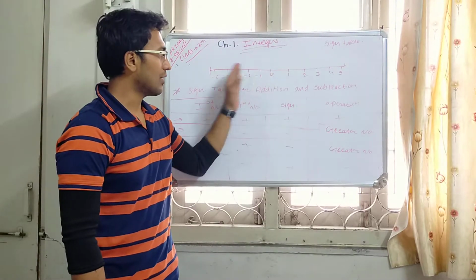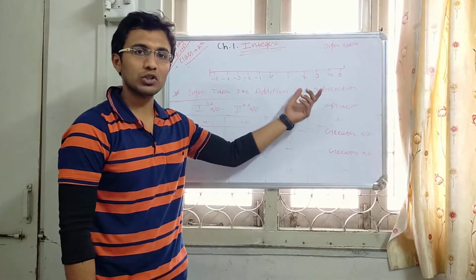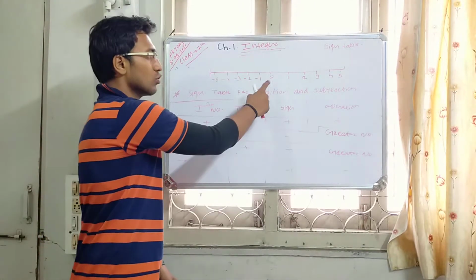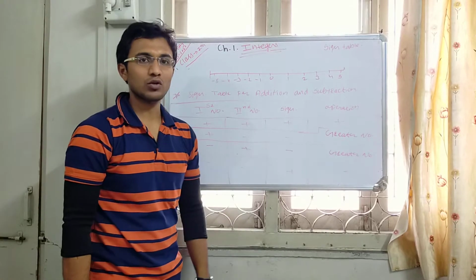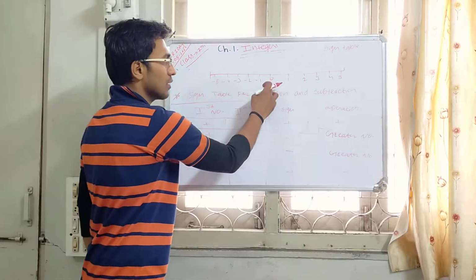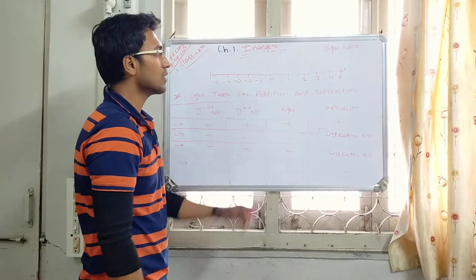The numbers to the left of 0 are known as negative numbers and the numbers to the right of 0 are known as positive numbers. Okay? And 0 is neither a negative number nor a positive number. So, the numbers on the right-hand side are positive and on the left-hand side are negative.